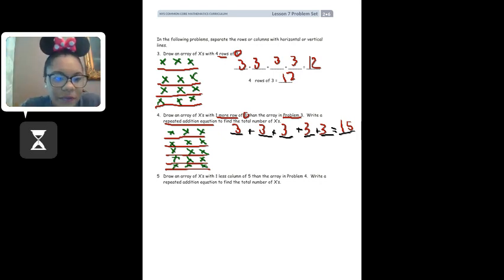Okay, so number 5 says draw an array of x's with one less column. So we're going to take away a column of 5 than the array in problem 4. So we're going to be looking at the same problem in number 4, the array that we created, and we're going to take away a column. Write a repeated addition equation to find the total number of x's. So what I'm going to do is I'm going to redraw the array that we have up top, and I'm going to take away a column.